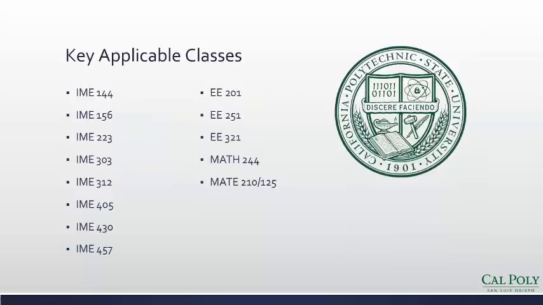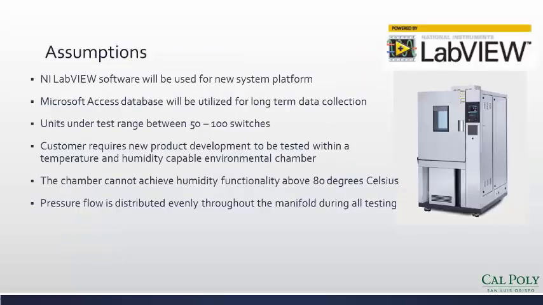Throughout the duration of working on this project, I was able to apply some of the knowledge and skills I've learned in many of my classes here at Cal Poly. Within industrial engineering, just to touch on a couple, I was able to use skills from IME 457, Advanced Electronics Manufacturing, IME 430, Quality Engineering, IME 405, Operations Research, and IME 312, Database Management and System Design. Outside of my major, I was able to apply concepts learned from EE 201, Electronic Circuit Theory, and EE 321, which is just electronics.